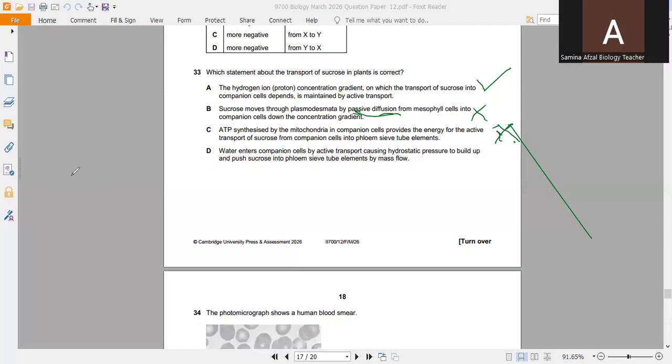Now D, water enters through companion cells by active transport causing hydrostatic pressure to build up and push sucrose into phloem sieve tube elements by mass flow. Water enters cells down the water potential gradient via osmosis, so it is a passive process, never by active transport. So it is not a correct option. Only A is correct.